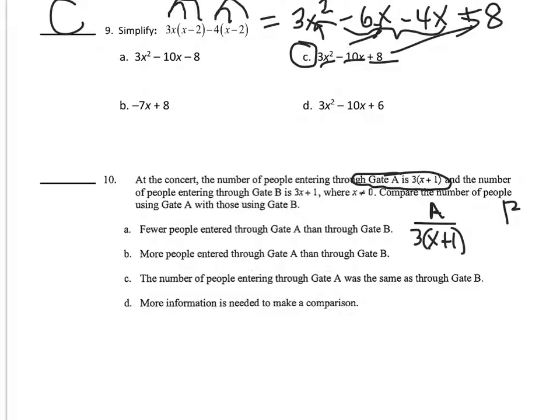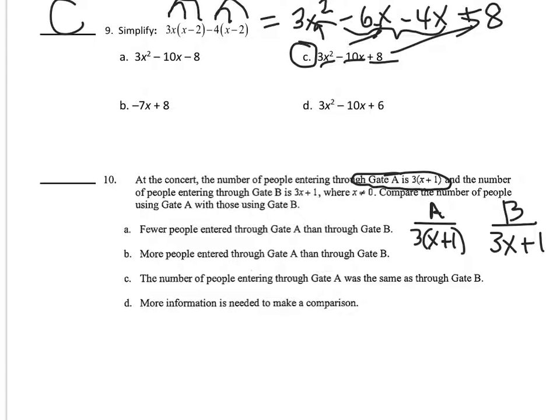And the number of people entering through gate B is represented by an expression as well. The expression is 3x plus 1. A little different because one has parentheses, one does not. You're asked to compare the number of people entering through gate A to those entering through gate B.